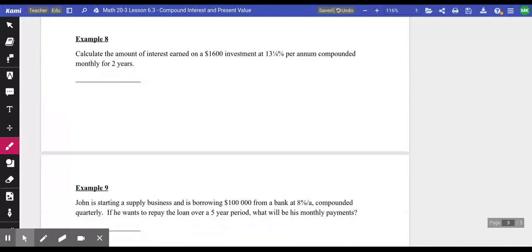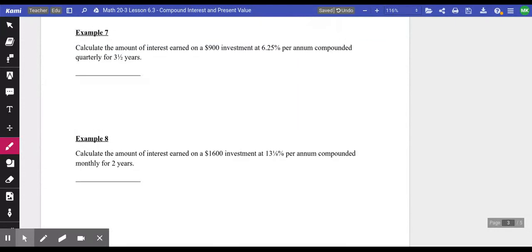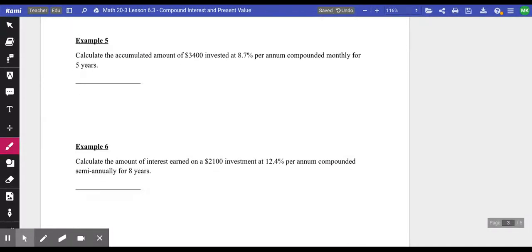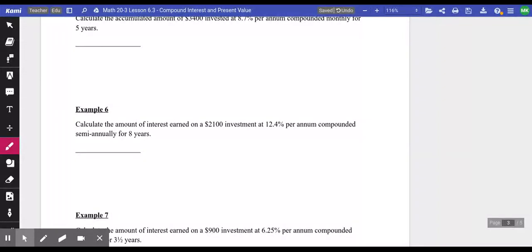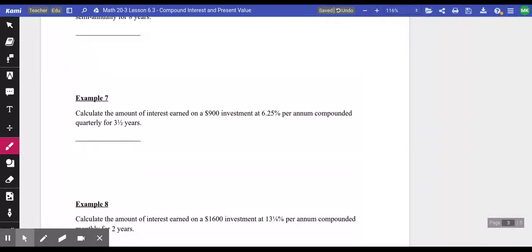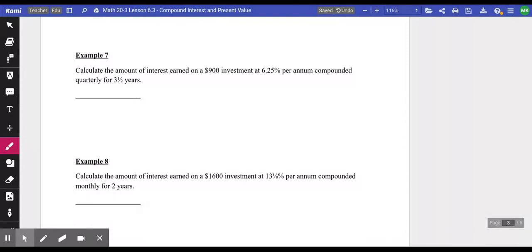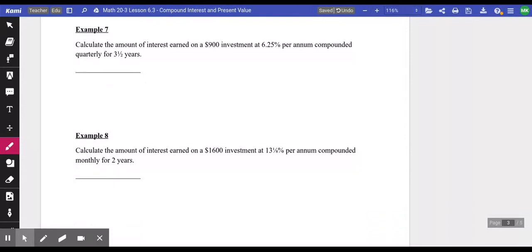I'm going to skip a couple questions here because you don't need to do all these. Let's do these two. We'll do number 7 and number 8.